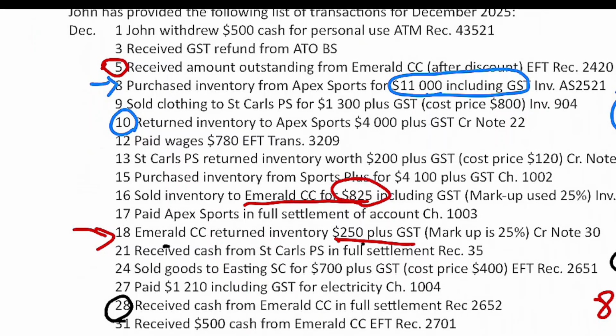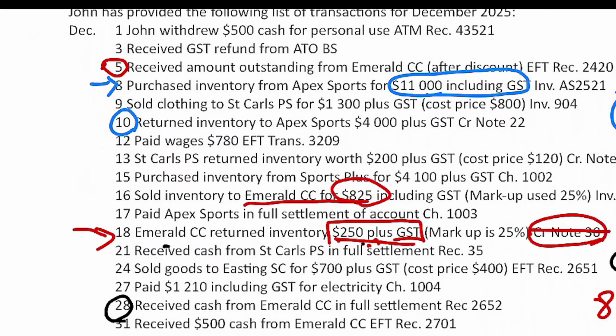Then how much is the money that they don't have to pay us? And there's minus 30? No, that's a credit note number. That's not an amount. The amount is here, 250 plus GST. Now see, Emerald returned inventory 250 plus GST. So you don't understand the thing?